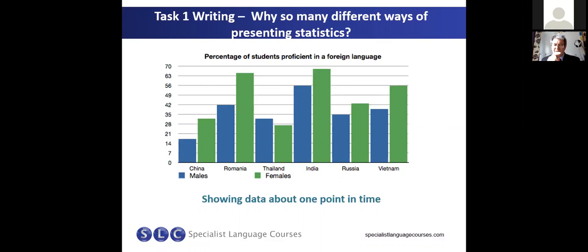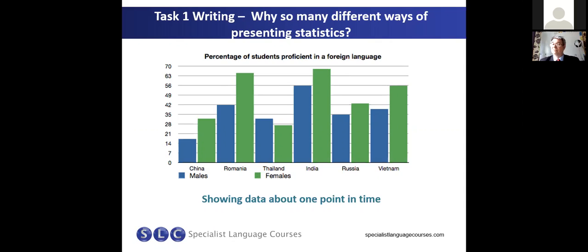Most of the time. The place where I taught English for 10 years, Thailand, this is different. The males have got a higher figure. Percentage of students proficient in a foreign language. That's the only country where the male figure is ahead of the female figure. Okay. All the other countries, China, Romania, India, Russia, Vietnam, it's the other way round. Okay. Interesting.